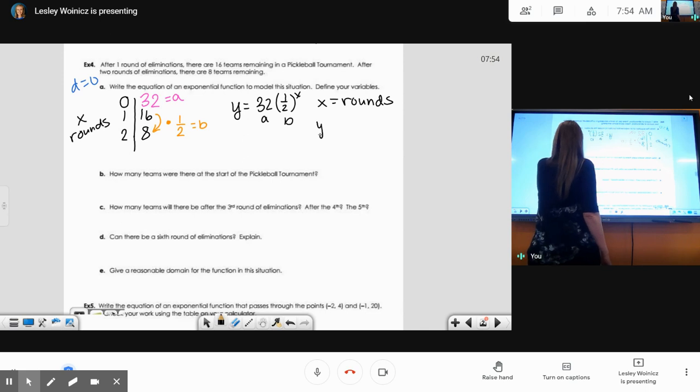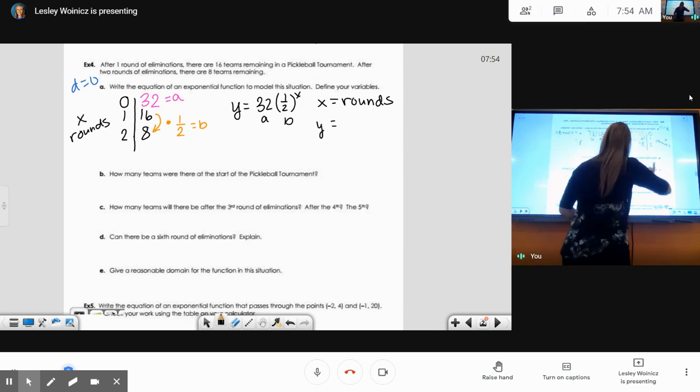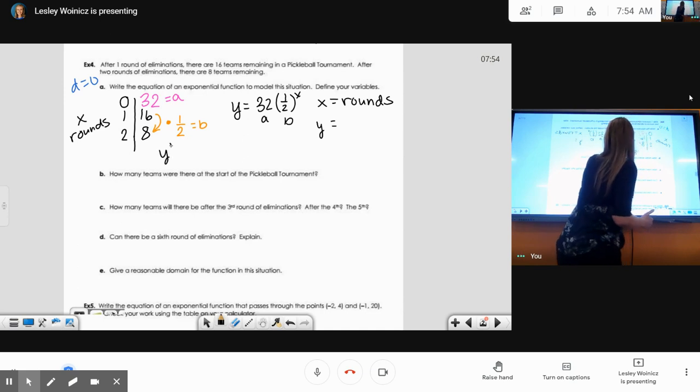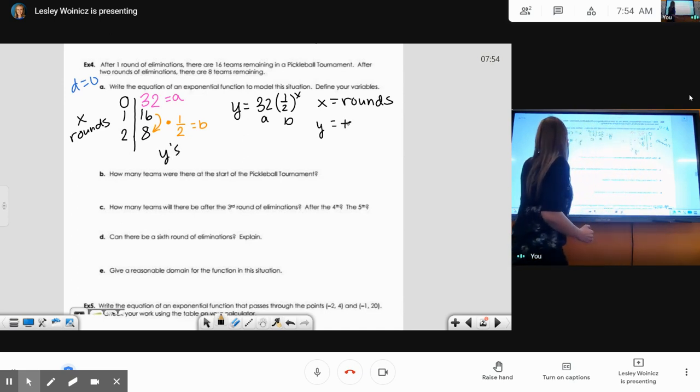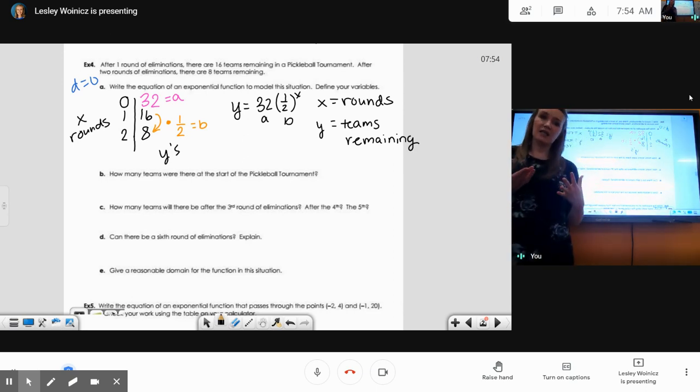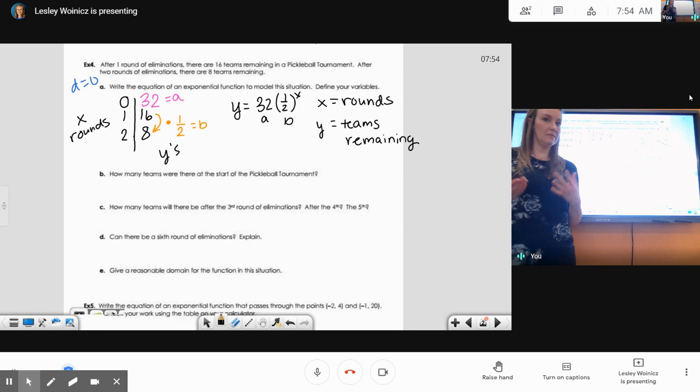And then my y's, on my y side of my table, these are how many teams are remaining. These are teams remaining. And do you have to put remaining? Yes, because there are 2 types of teams. There are teams remaining and there are teams eliminated, and those are very different numbers. So you have to specify either teams left or teams remaining.